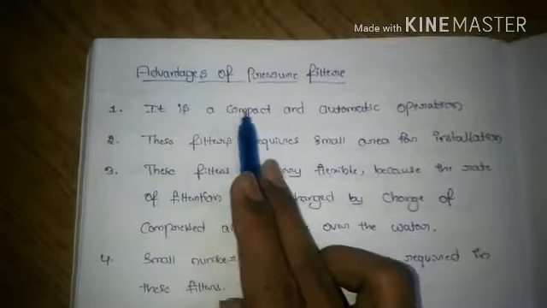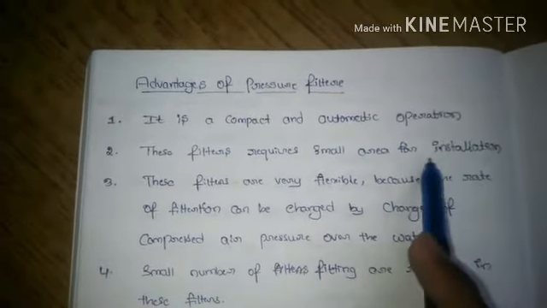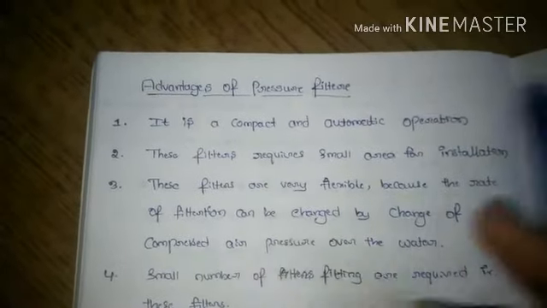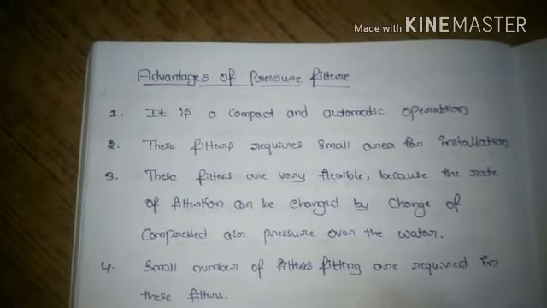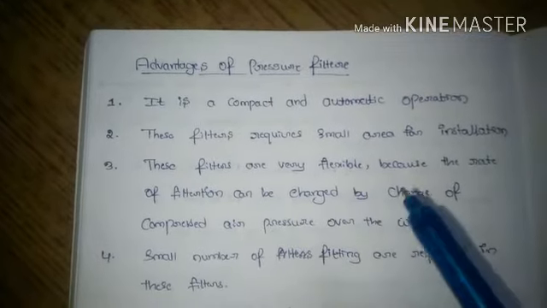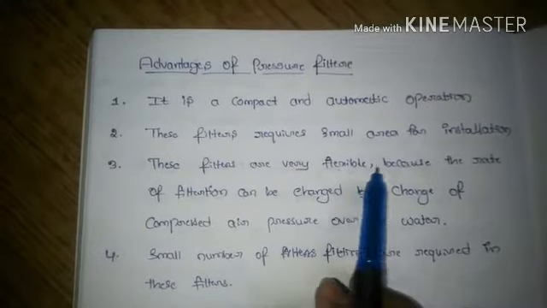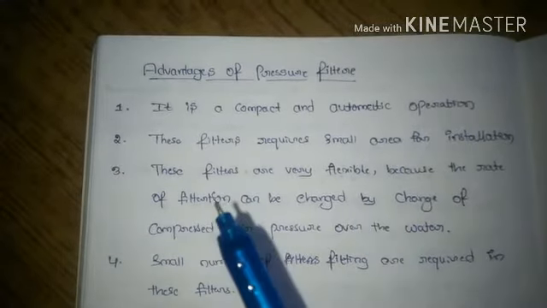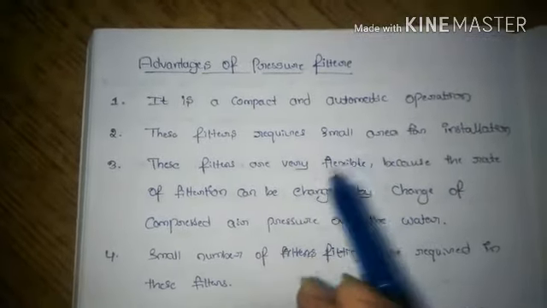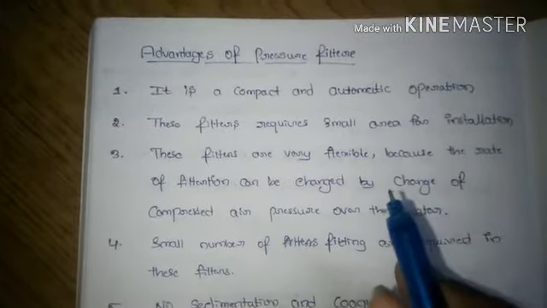Now we study some important advantages of pressure filter. It is compact and has automatic operation. Compact means it requires a very small area for the installation, and automatic operation means it starts automatically when the water enters. As we said, it is compact. It requires a very small area for the installation.